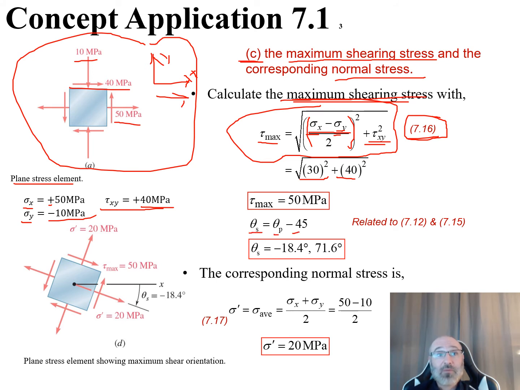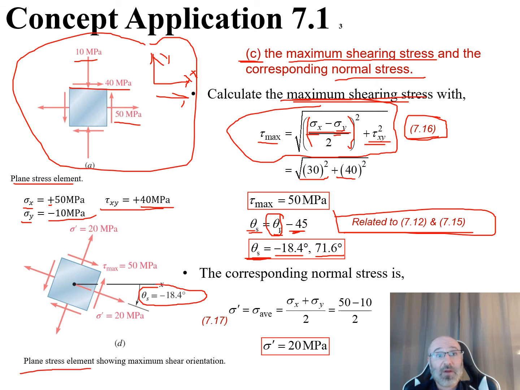Now we have this relationship here that our theta s is equal to our theta p minus 45. So we have our theta p previously right there. We can plug that in, and we say theta p minus that 45, which comes from our relationships of equations 7.12 and 7.15 in our textbook right there, that theta s is equal to theta p minus 45. I find out that my theta s, again, we have two values for my theta p, so my theta s is either negative 18.4 degrees or 71.6 degrees right there. So we come back over here, and there's our theta s is equal to negative 18.6 degrees as we show our plane stress element right here.